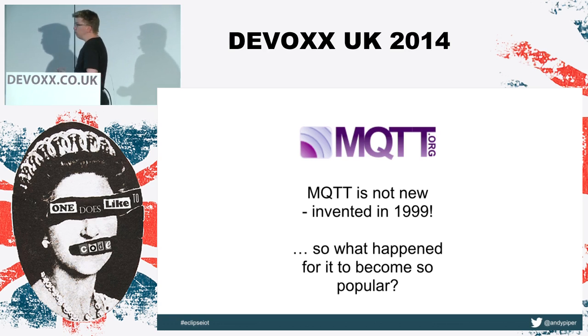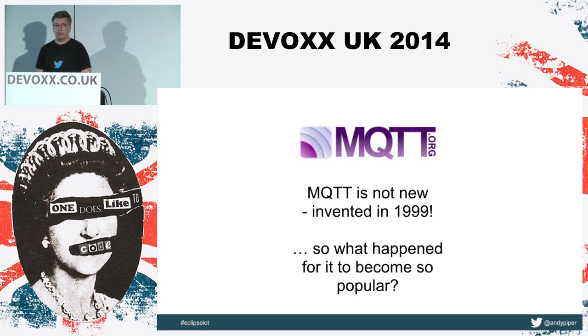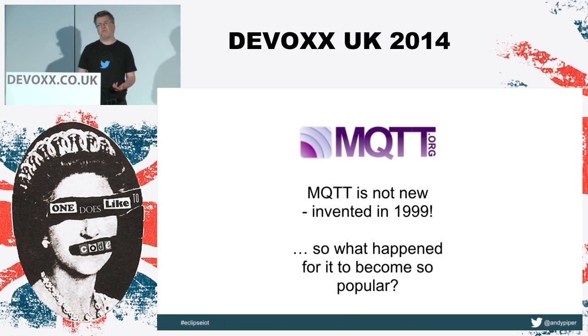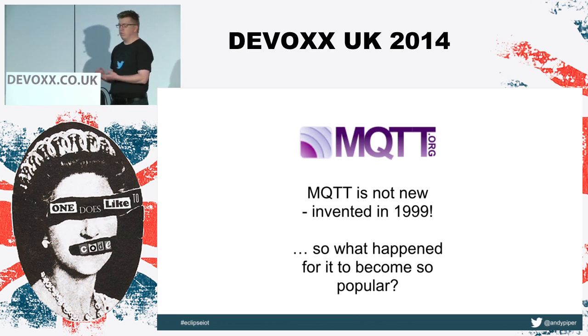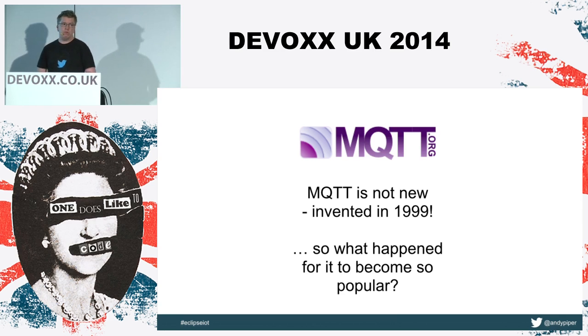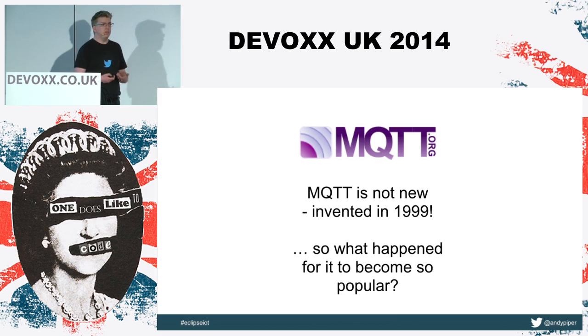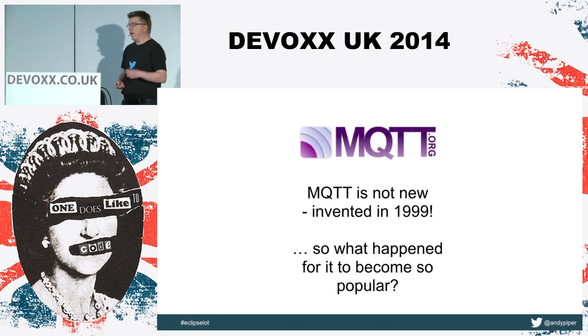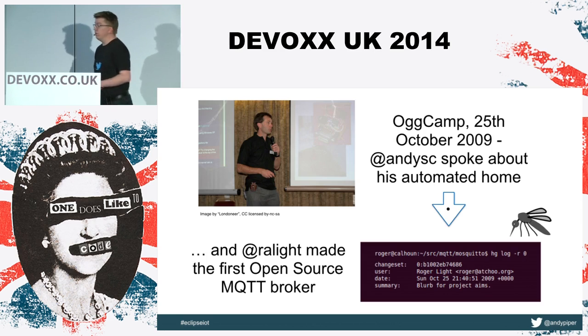So back in 1999, this thing got invented. IBM implemented it in their products, but nobody else was really using it. Maybe Arcom and the company that bought them, Eurotech, were using it as well. So suddenly, if we start to look at the Internet of Things, this thing has become popular. Let's have a little look back at the history of this. And I love this because I'm a historian, as it happens.